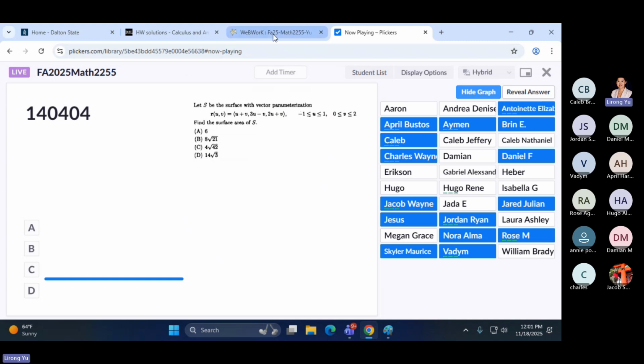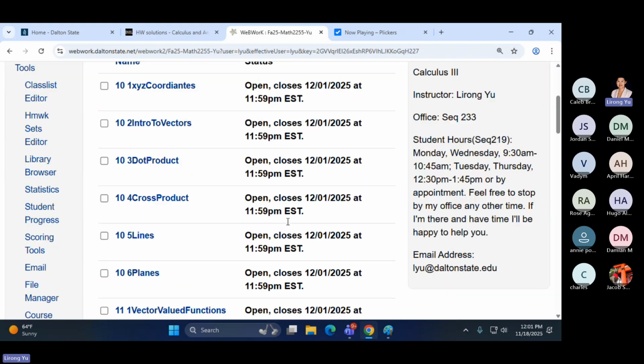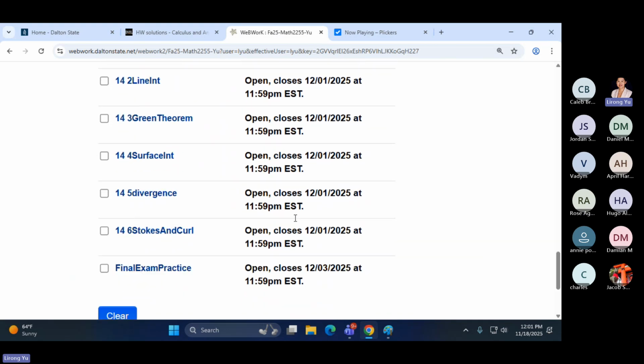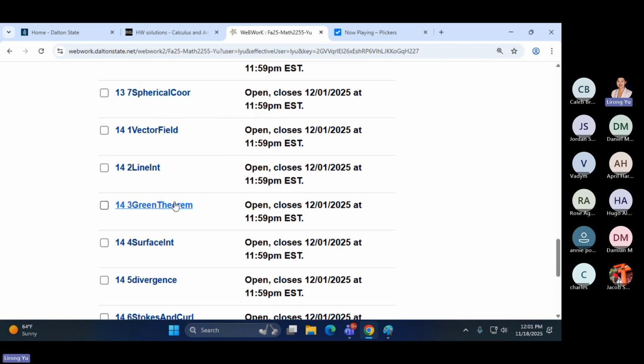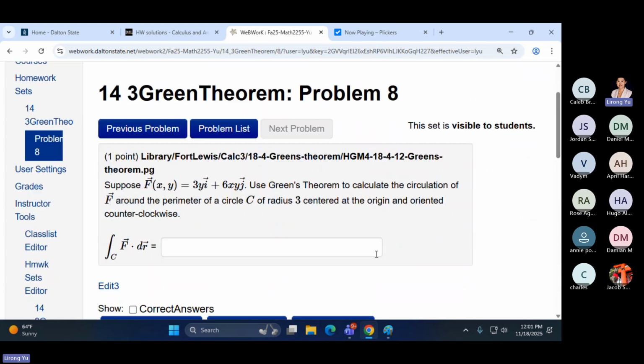And anything else? That was a practice question from 14.4. And moving backward a little bit further, we have 14.2 and 14.3, where we'll do the Green's theorem calculation. All right, the last question is to calculate this. We have this vector field. We're going to calculate the circulation of the vector field around the perimeter of the circle of radius 3.